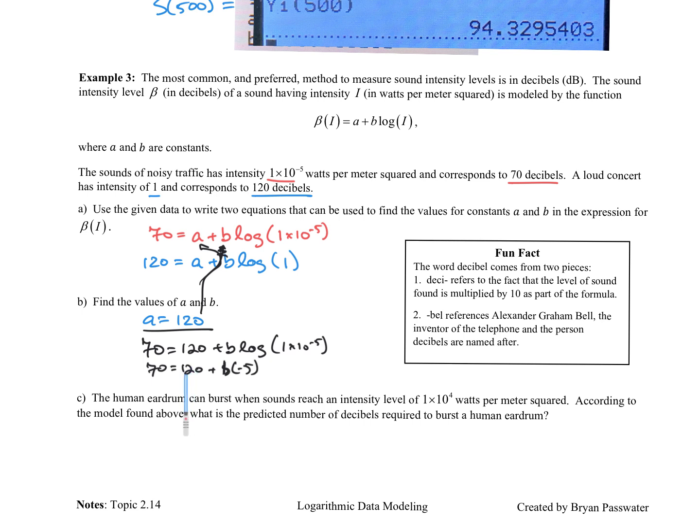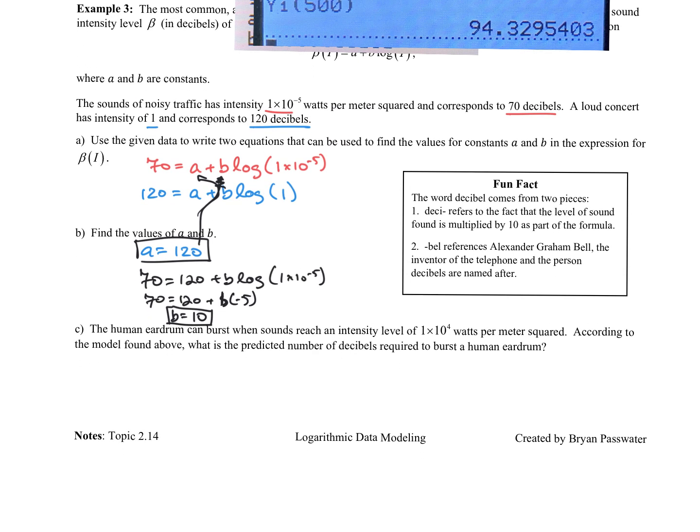All right. And so then let's solve. So we're going to subtract 120 to get how much? Negative 50. And then I'm going to divide by negative 5. So what does B equal? Not negative 10, but 10. Just 10. All right, so A here is equal to 120, and B is equal to 10. Now, could we do that with our calculator if we were given that? Yes. However, this one we can solve pretty easily. All right, let's keep going.